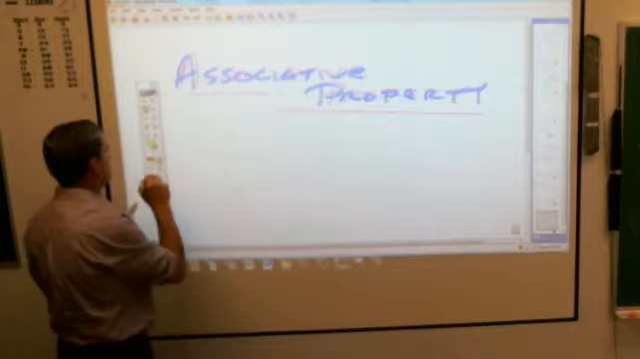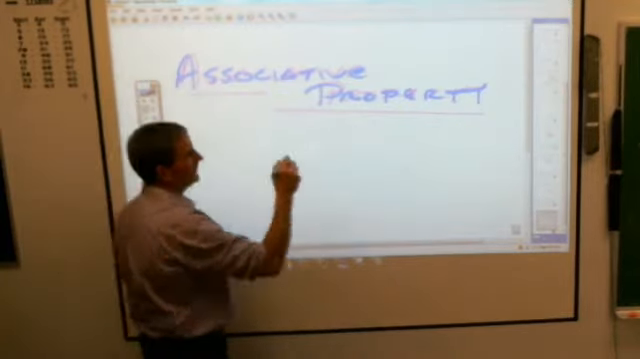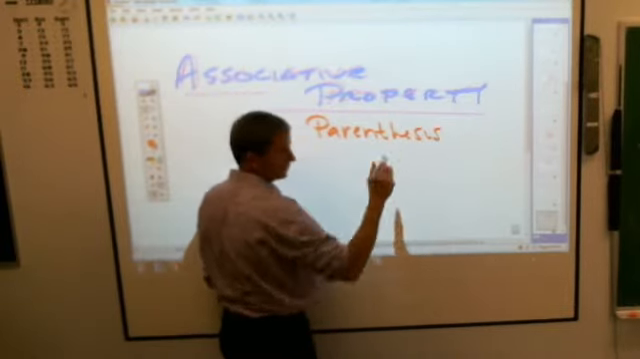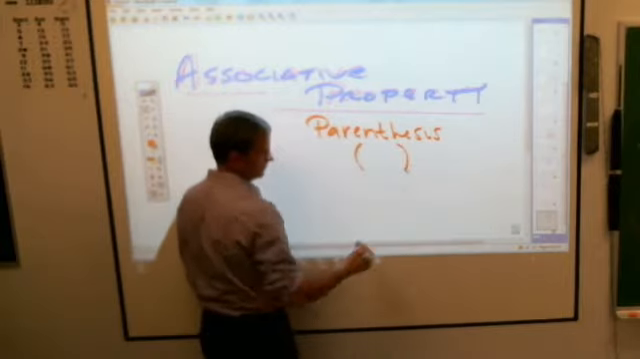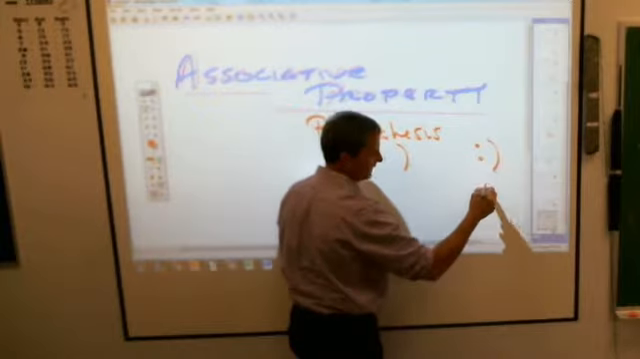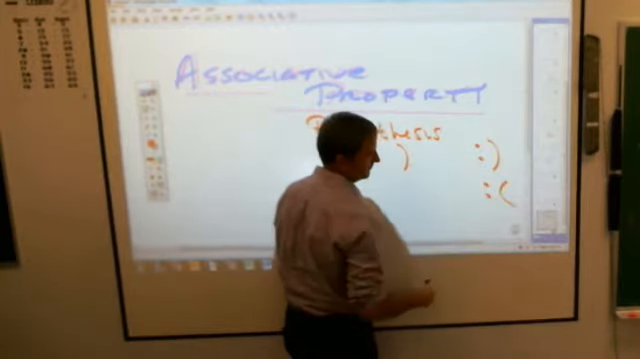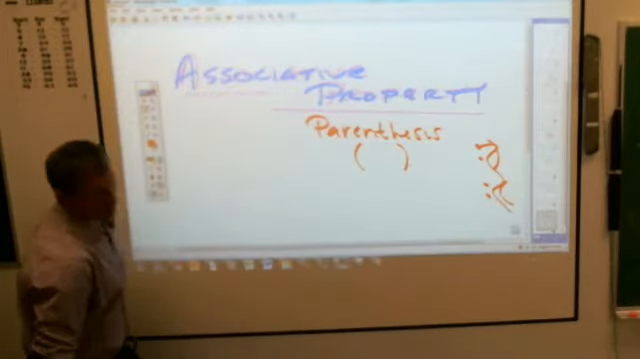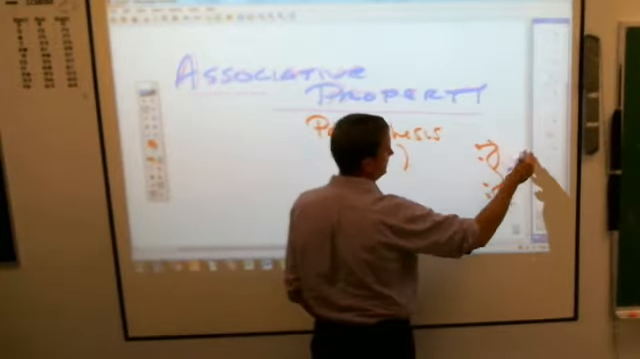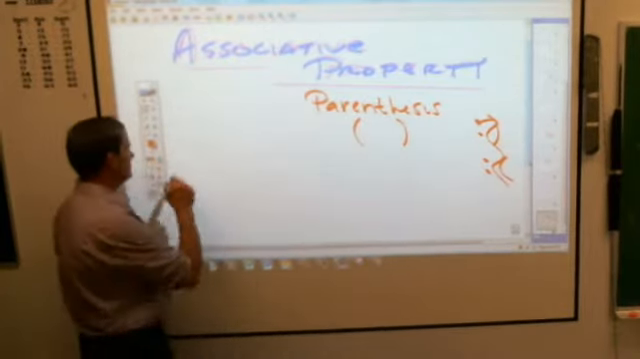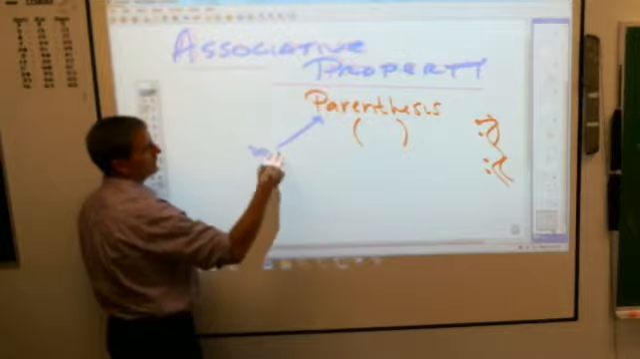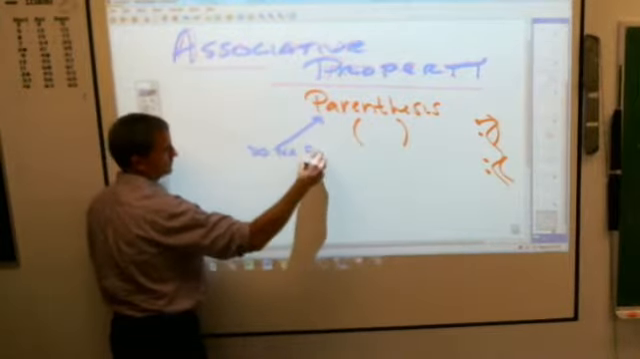you cannot have the associative property without having parentheses. And in case you don't know what a parenthesis is, that's this little thing here. A lot of times people put a colon in front of it and make a smiley face, and sometimes they put a colon in front of it and make a frown face, but that's not what we're talking about. Just so you know, that's the little sign for parentheses. Okay? And what parentheses mean in math, if you see something in parentheses, it means you have to do that first.